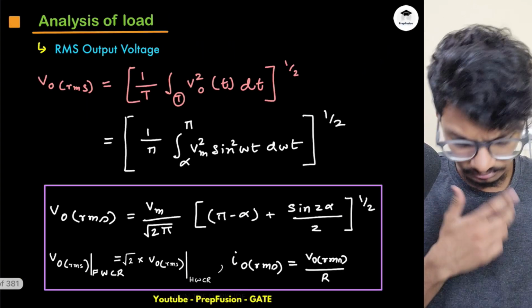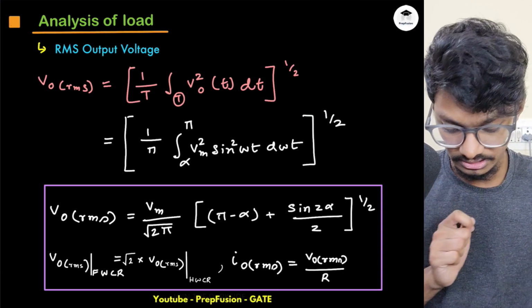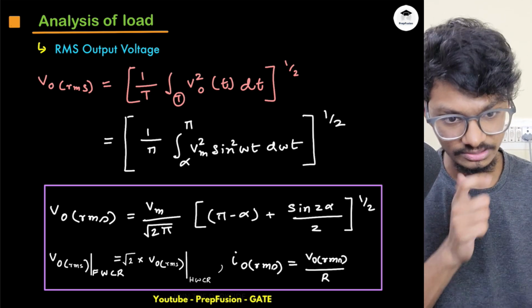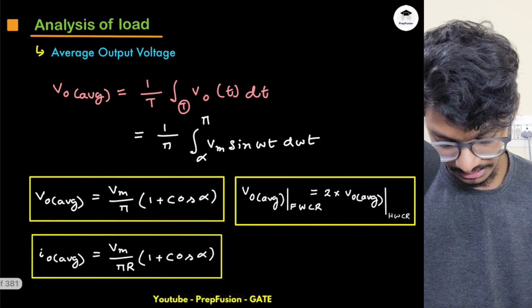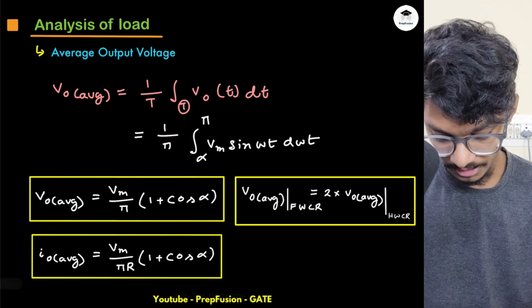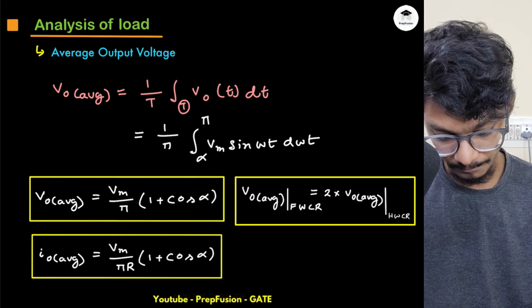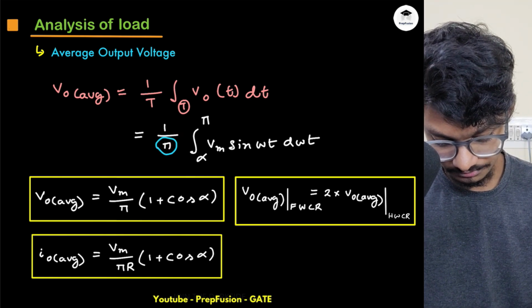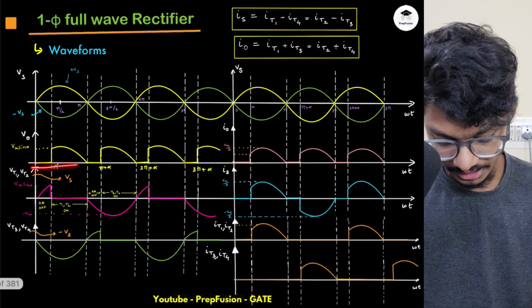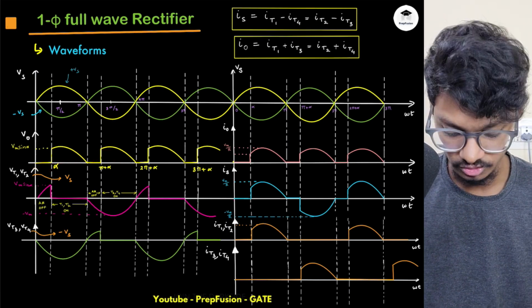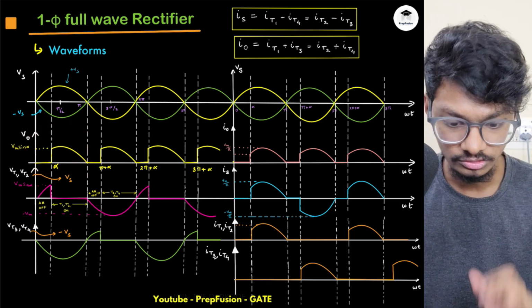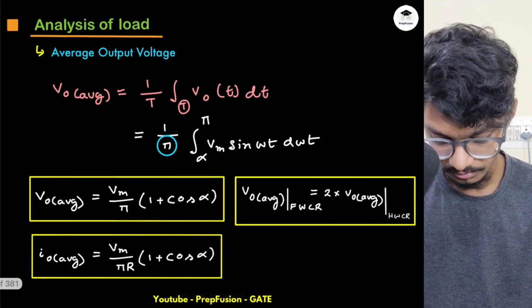And for VRMS, this point is important: previously my cycle was 2 pi, but now my cycle has changed to pi. Why? Because if you observe, I'm repeating after pi time period. So obviously my time period will be pi now. So that's why I'm dividing by pi.